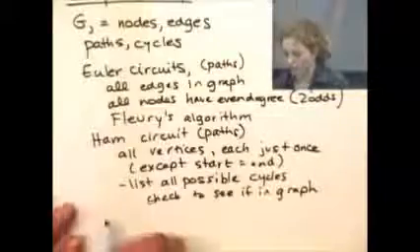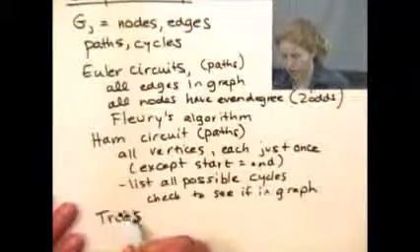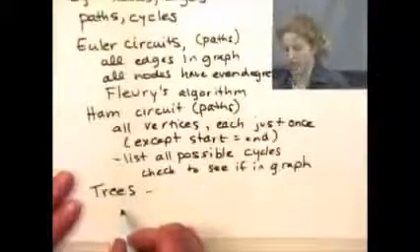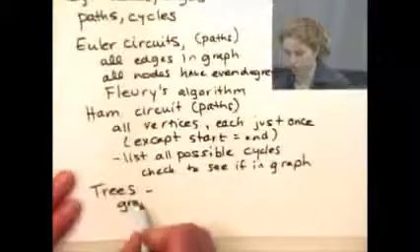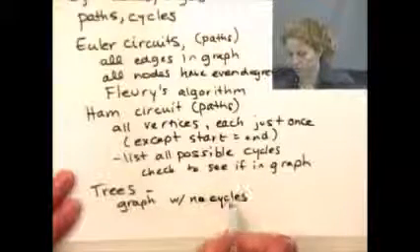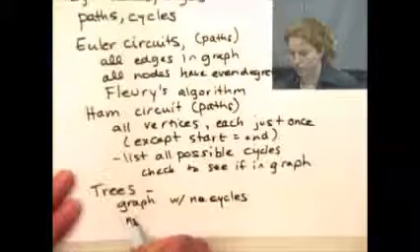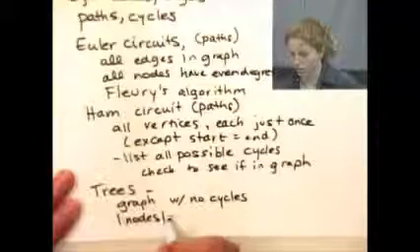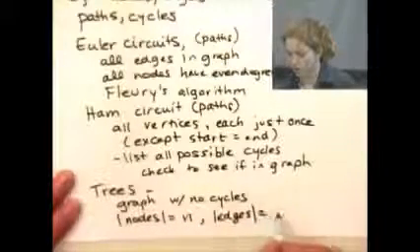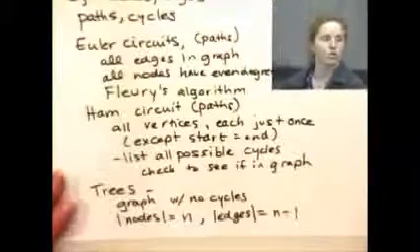Okay, then we have trees. We talked about that. And a tree is a graph with no cycles. So if the number of nodes is n, then the number of edges is n minus 1 in a tree.